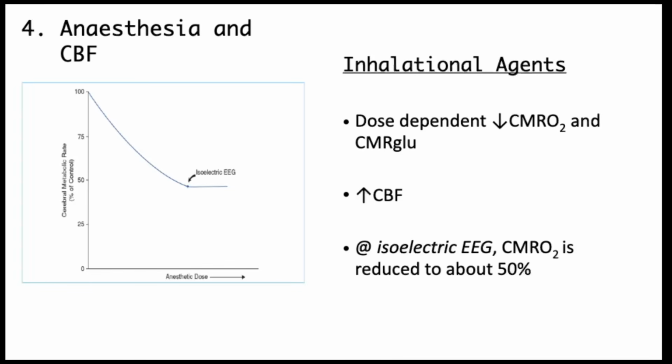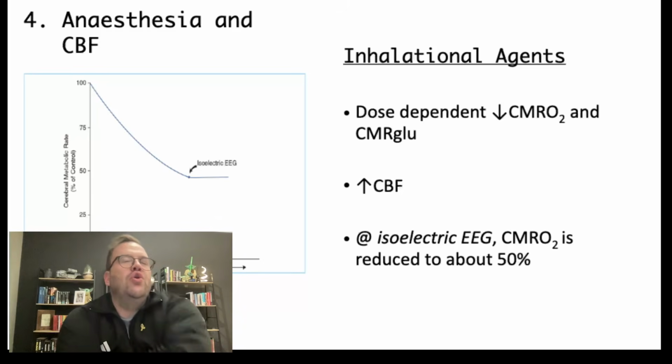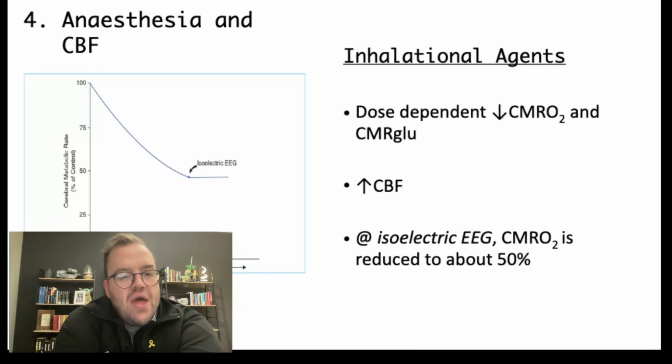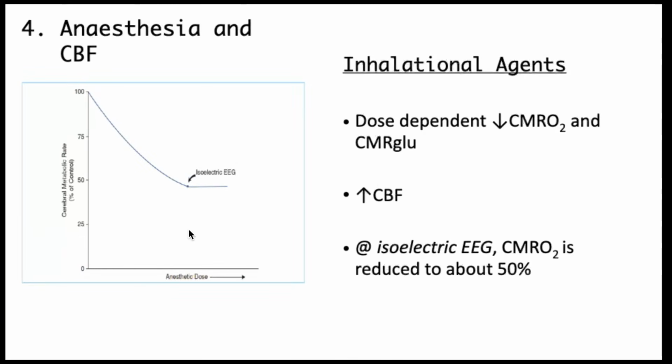So lastly, guys, anesthesia and cerebral blood flow. What do inhalational agents do? Well, number one, inhalational agents decrease cerebral metabolic rate of oxygen consumption and they decrease cerebral glucose consumption. However, they increase cerebral blood flow, as you can see on this graph over here. So, as anesthetic dose increases, cerebral metabolic rate decreases. But cerebral blood flow increases.